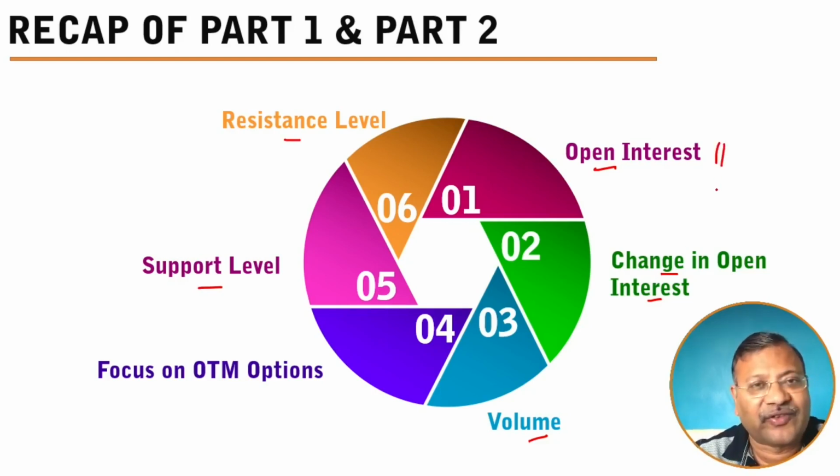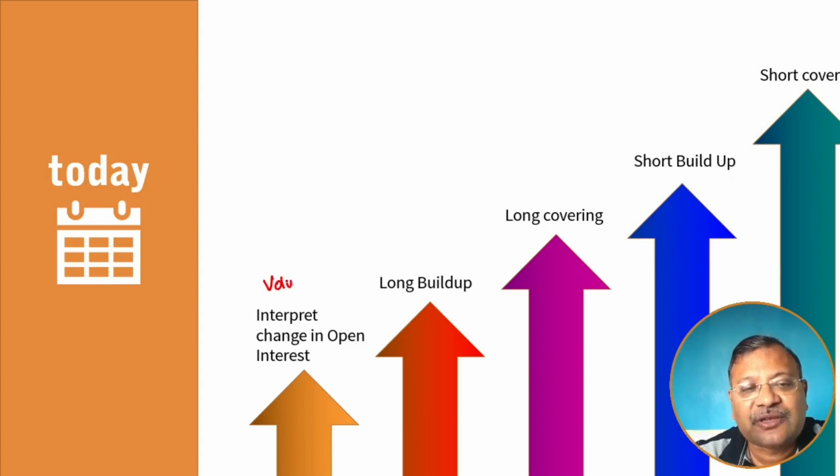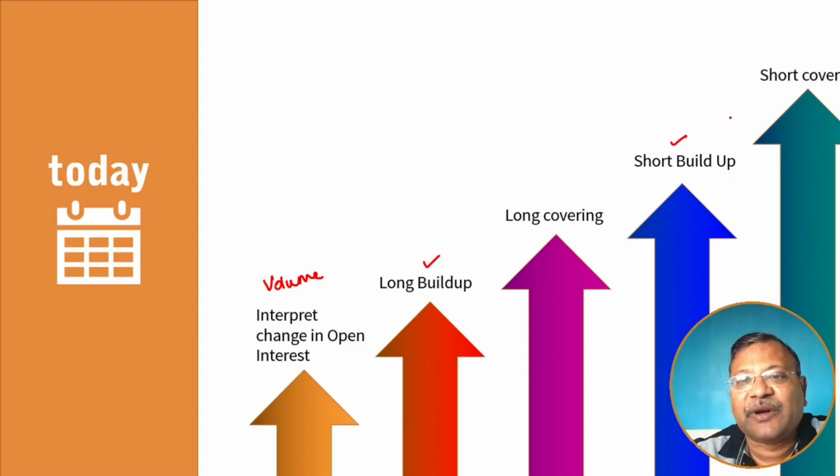Then we learned how to calculate or find out the support level and the resistance level by looking at the open interest. In today's session, we are going to learn how to interpret the change in open interest along with volumes. We are going to learn what is the long build-up, what is long covering or long unwinding, what is short build-up, and what is short covering.